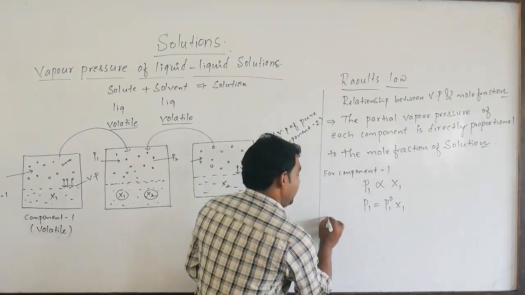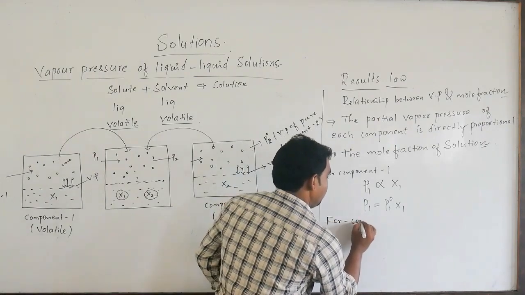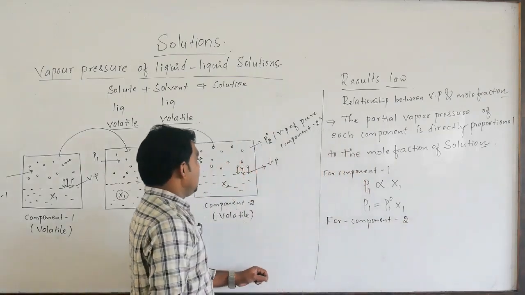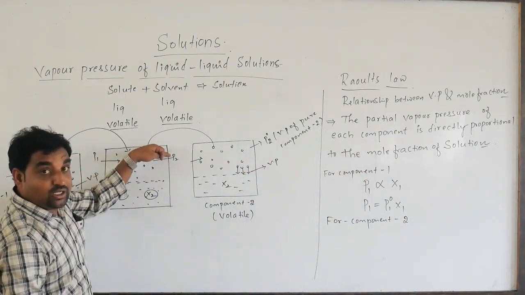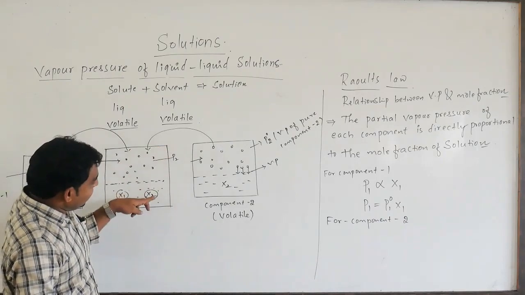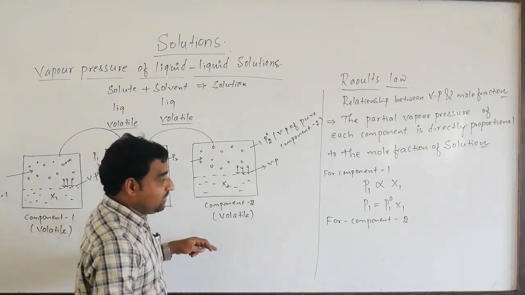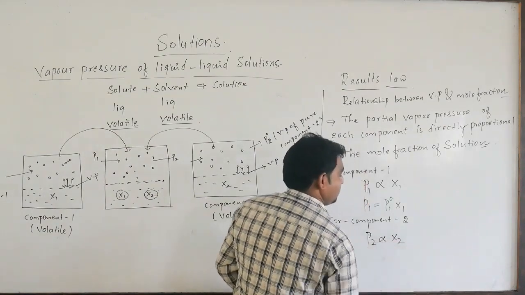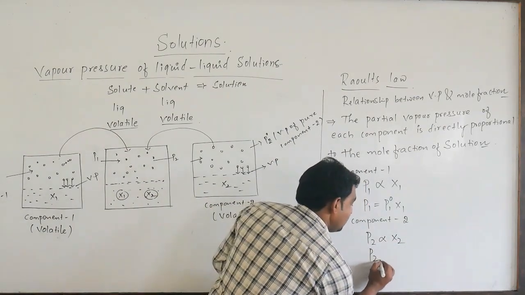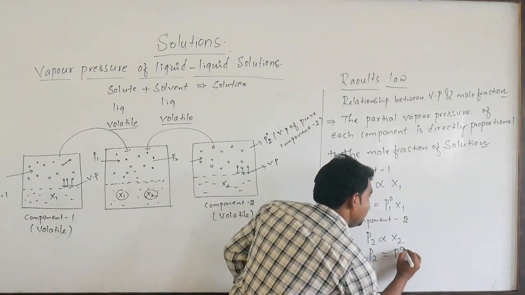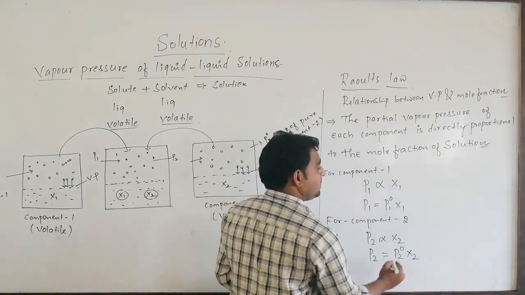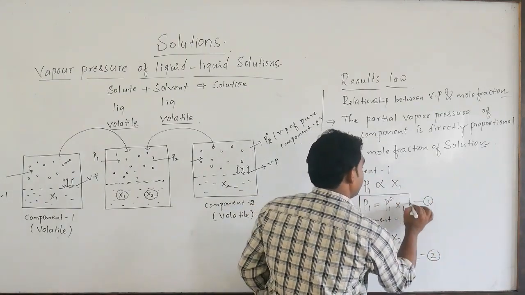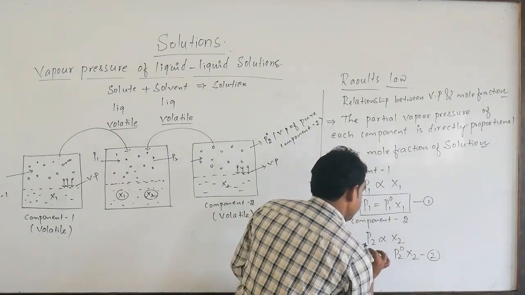Now for component 2, the partial vapor pressure of the second component is directly proportional to the mole fraction of that second one. So P2 is directly proportional to X2. Now P2 is equal to P2 naught into X2. This is equation number 1, and this is equation number 2, for P1 and P2.